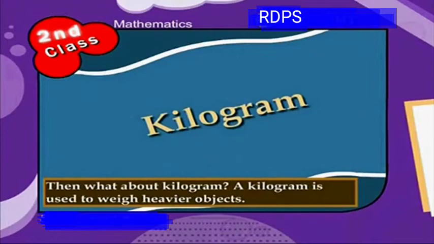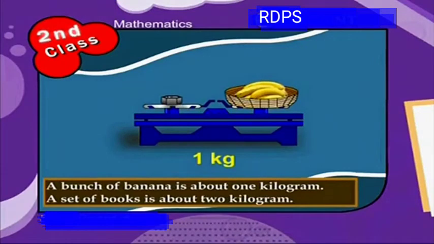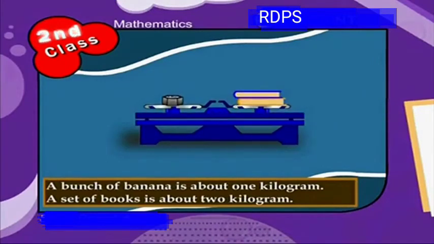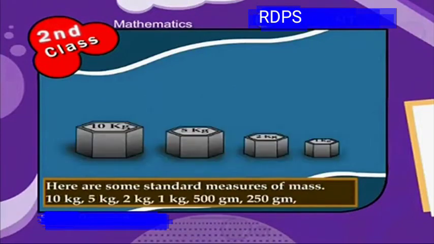Then what about the kilogram? A kilogram is used to weigh heavier objects. A bunch of bananas is about 1 kilogram. A set of books is about 2 kilograms. Here g denotes gram and kg denotes kilogram.